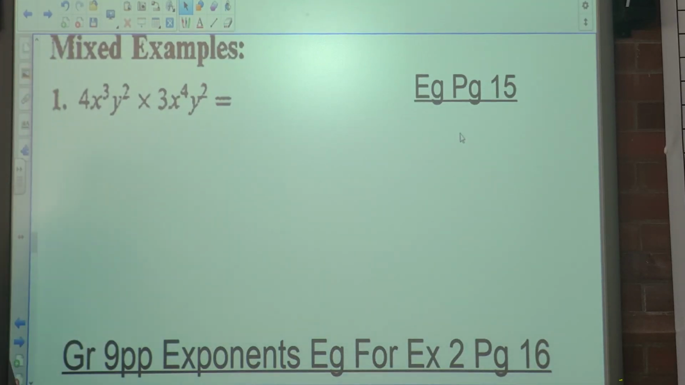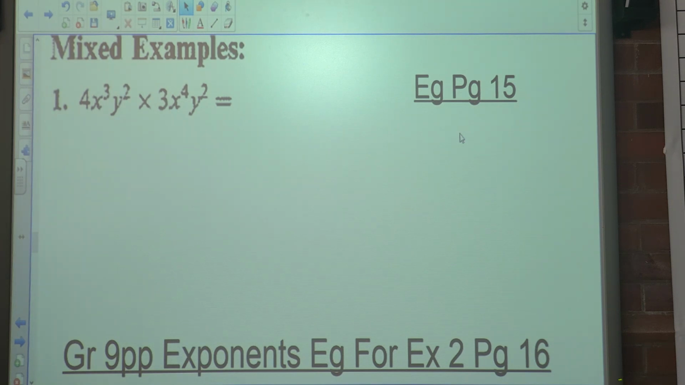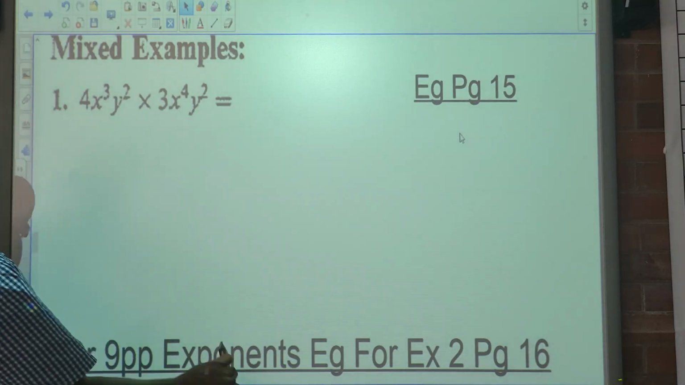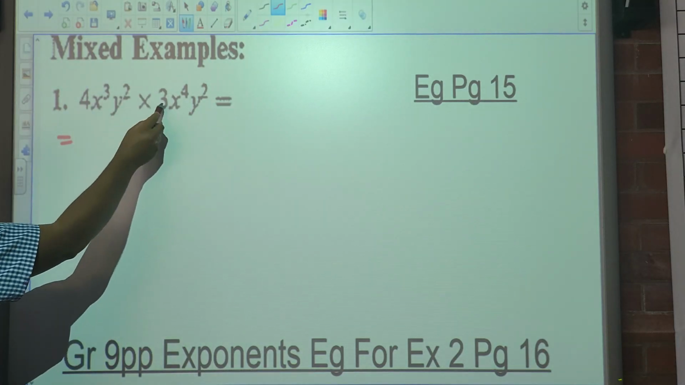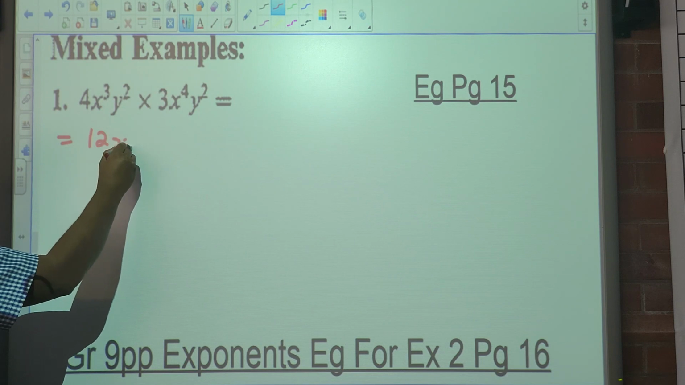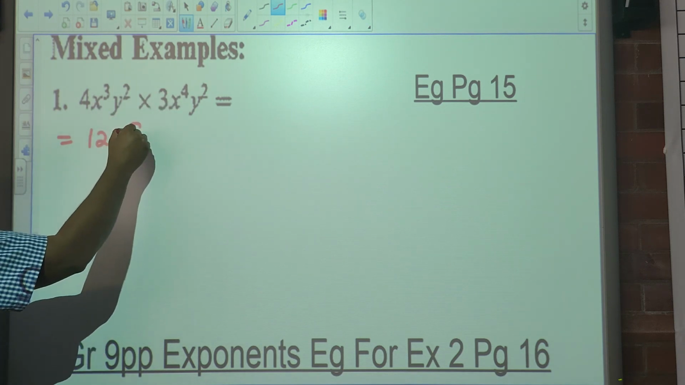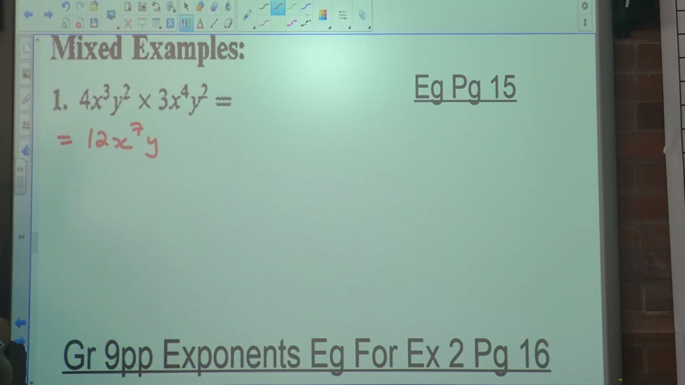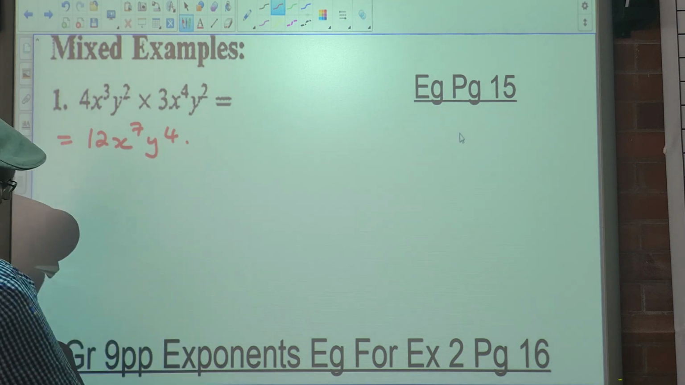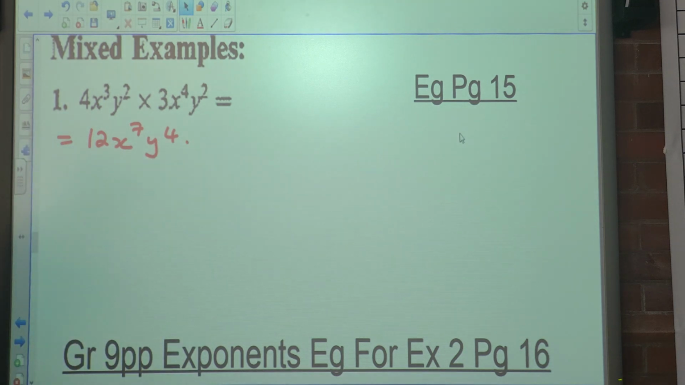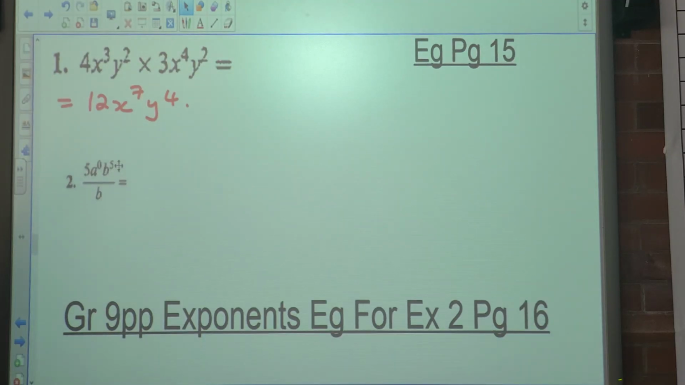So if you're multiplying and bases are the same, what do you do with exponents? We add them, okay? What's 3 times 4? 12. x to the 3 times x to the 4? x to the exponent 7 because I'm adding the exponents. y squared times y squared? y to the exponent 4. You all agree with that? Look at the next one.